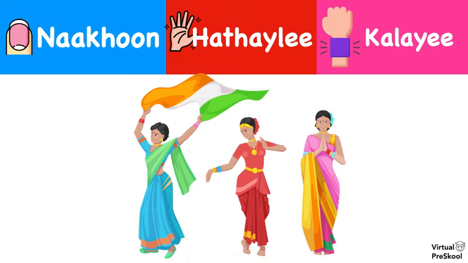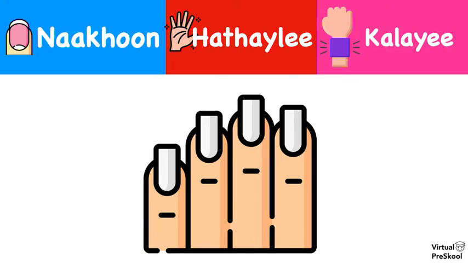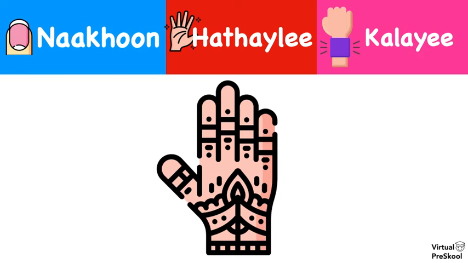All three of these ladies are wearing bangles on their wrists. Is wrist nakhun, hatheli, or kalai? Wrist is kalai. Her nails are very lamba, long. How do we say nails in Hindi? Is it nakhun, hatheli, or kalai? Nakhun, nails are nakhun. And here we have more mehndi on the palm of her hand. And how do we say palm again? Is it nakhun, hatheli, or kalai? Palm is hatheli.